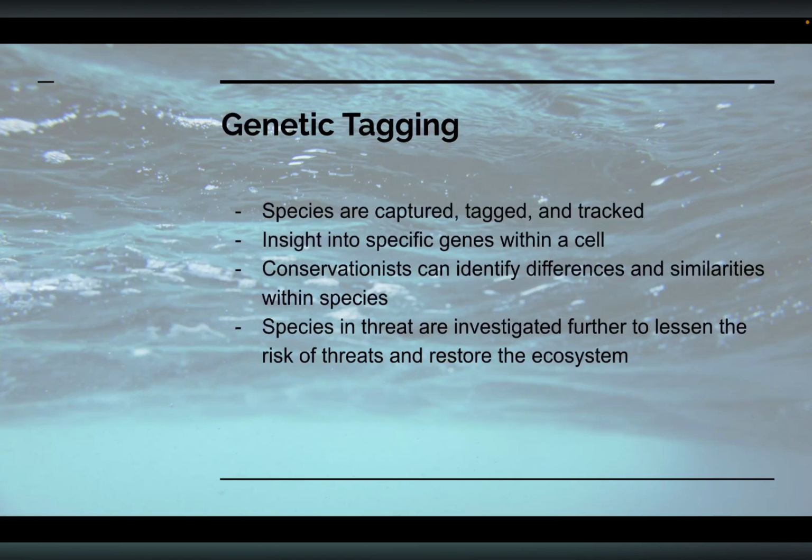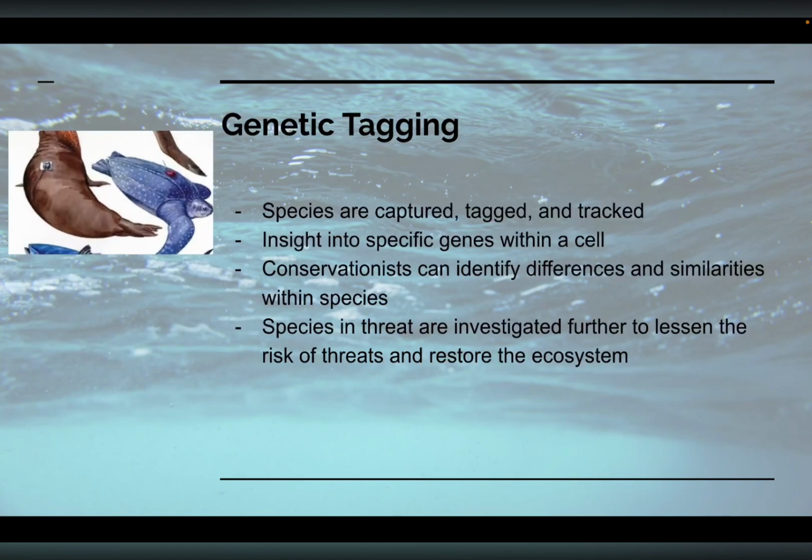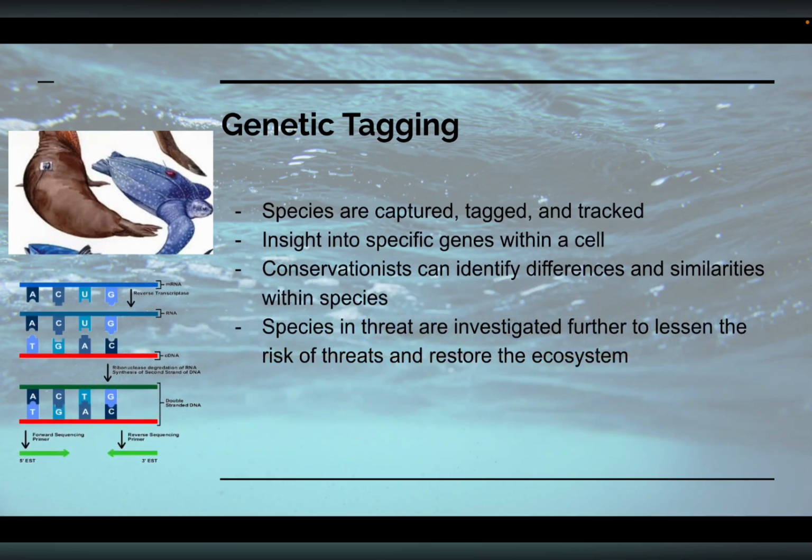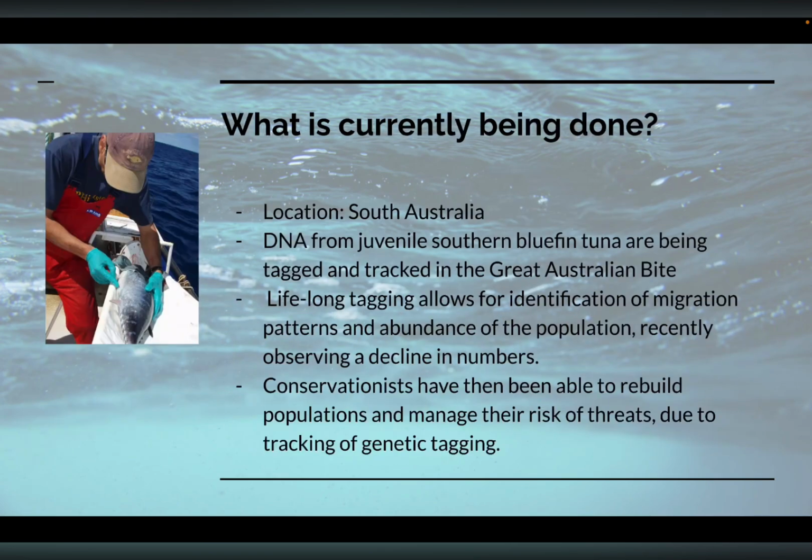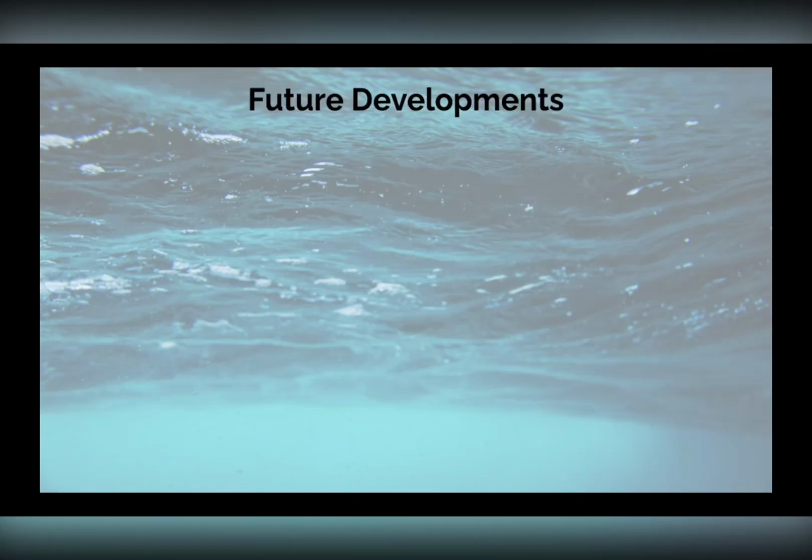Another marine protection strategy is genetic tagging. This procedure gives us insight into the specific genes within a cell, enabling conservationists to observe and contrast between species. In South Australia, after seeing a decline in the abundance of the southern bluefin tuna species due to genetic tagging, conservationists have focused strategies towards rebuilding these populations. Using the DNA from the juvenile fish, the tags track vital details in order to identify fluctuations.